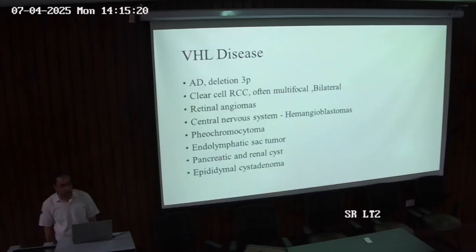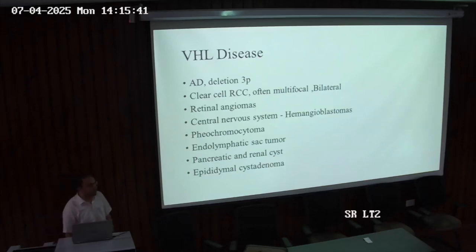This disease constitutes retinal angioma, in the CNS cerebellar hemangioblastoma, in the adrenal gland pheochromocytoma, endolymphatic sac tumor, in the testis and pancreas, renal cysts, and epididymal cystadenoma. So you have to memorize all these things.